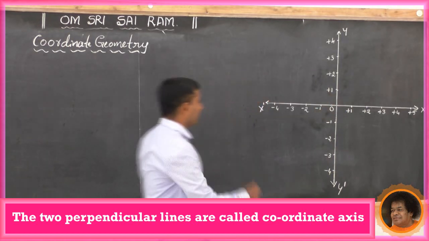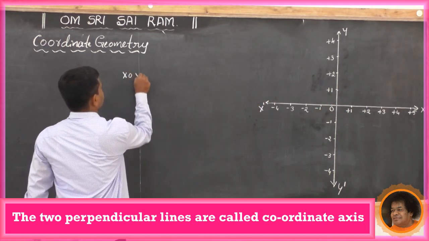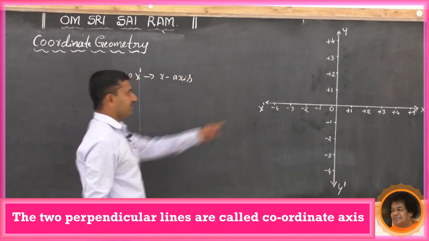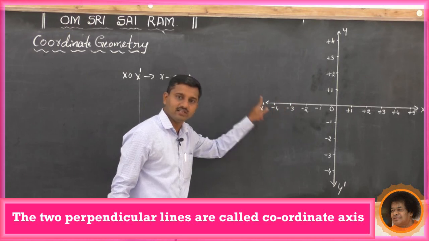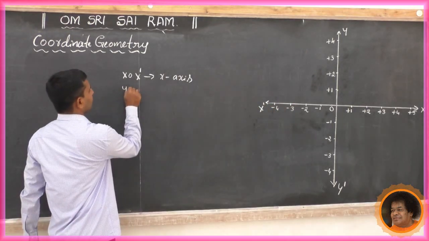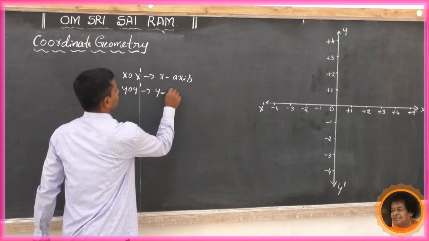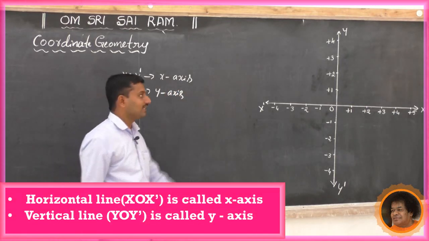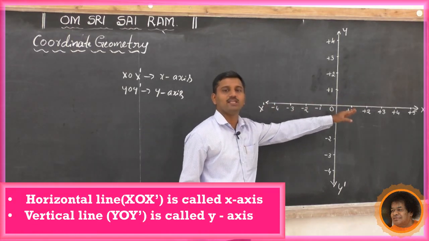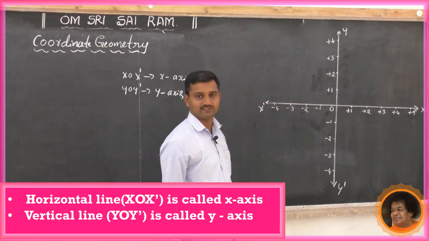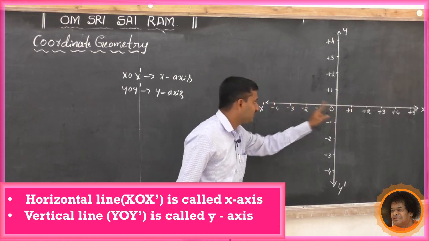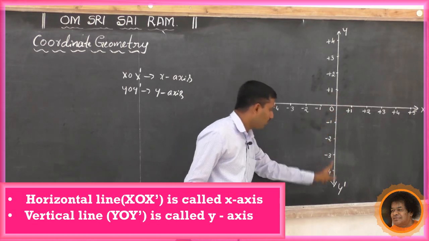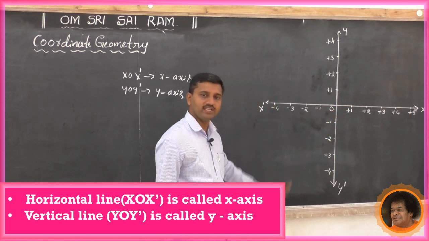The horizontal line X O X dash is known as the x axis, and the vertical line Y O Y dash is known as the y axis. So these are the coordinate axes. What are coordinate axes? The two perpendicular lines on a plane are known as coordinate axes.